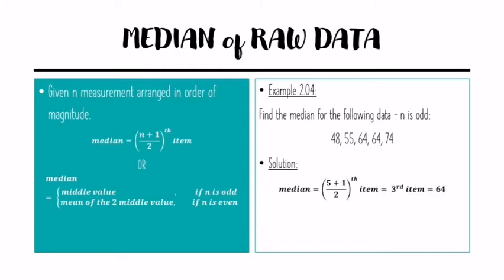Since the data is already in proper arrangement, we don't have to rearrange. So median equals 5 plus 1 divided by 2. So 5 plus 1 is 6, 6 divided by 2, you get 3. But 3 is not the median yet. 3 is the position. So position 3 refers to this 64. So 64 is actually the median. So the median equals 64.